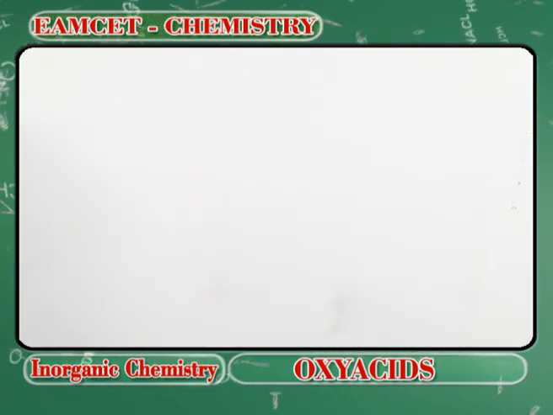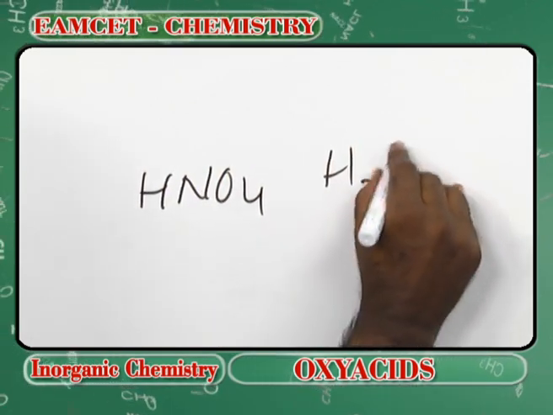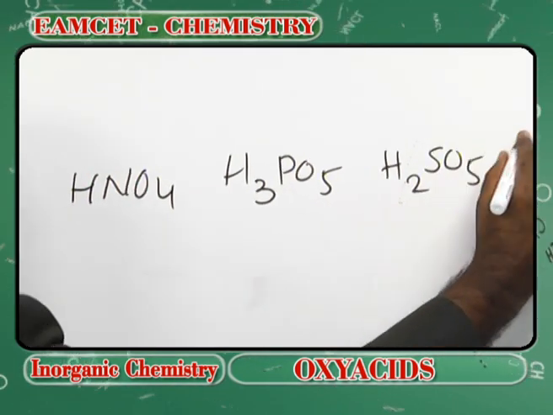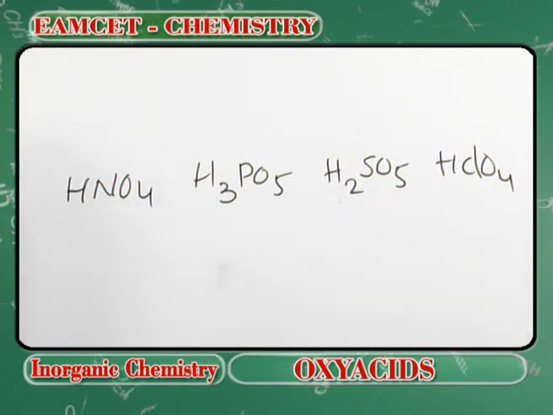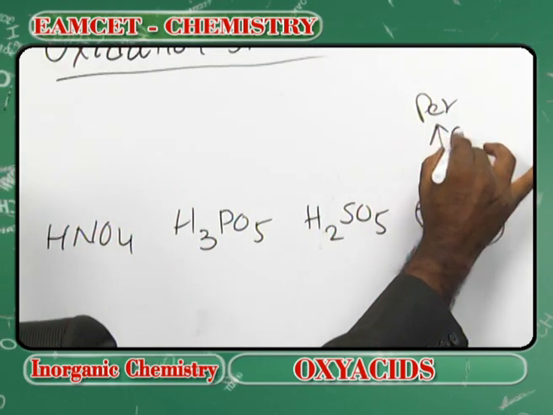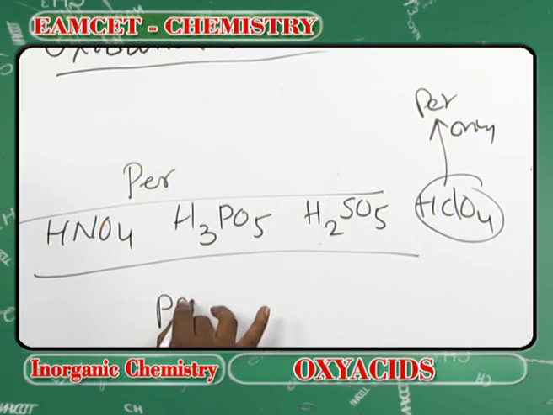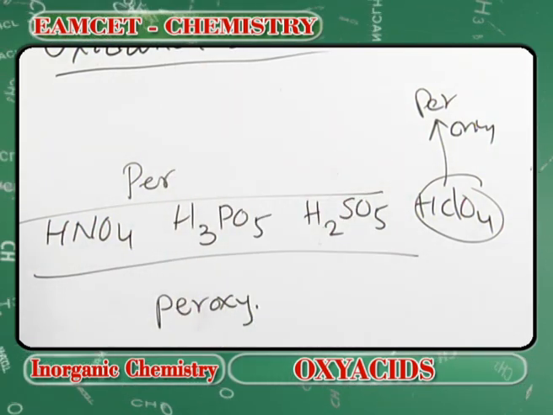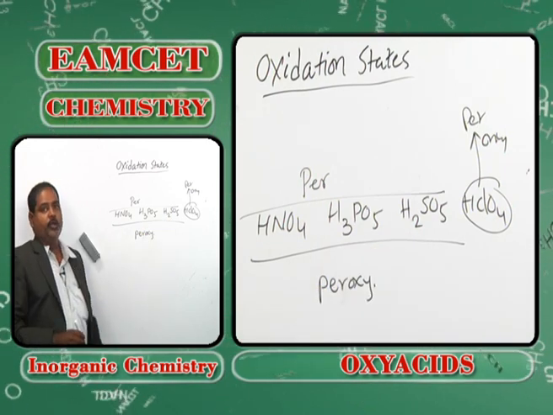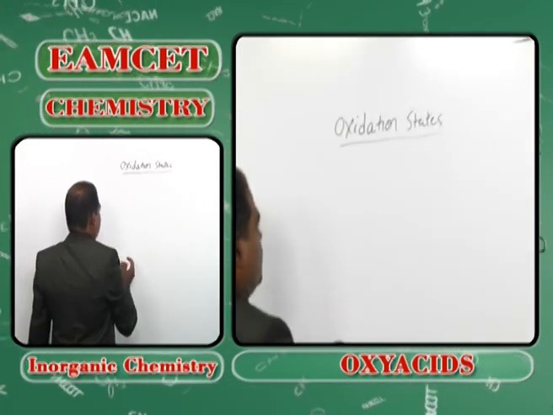If you remember well, yesterday I gave pernitric acid, HNO4, perphosphoric acid, H3PO5, persulfuric acid, H2SO5, and perchloric acid, HClO4, and I wrote this one is per only. But all others are both per and peroxy. Per means a little more. So, all these three contain peroxy bond. So, molecules with peroxy linkage. And now, let us look at some of the oxidation states.